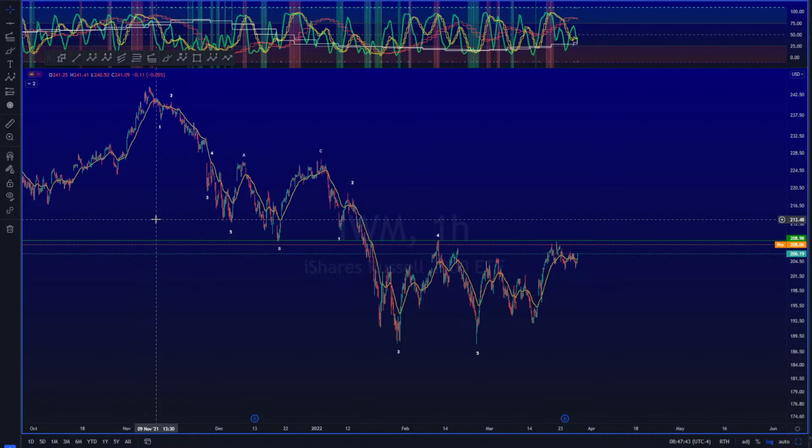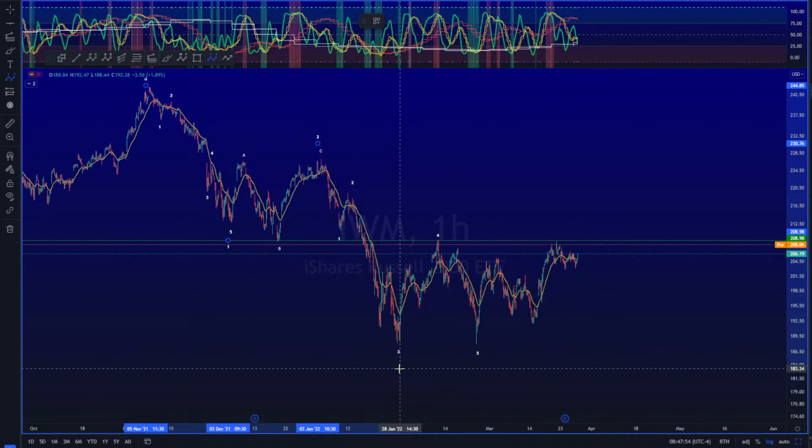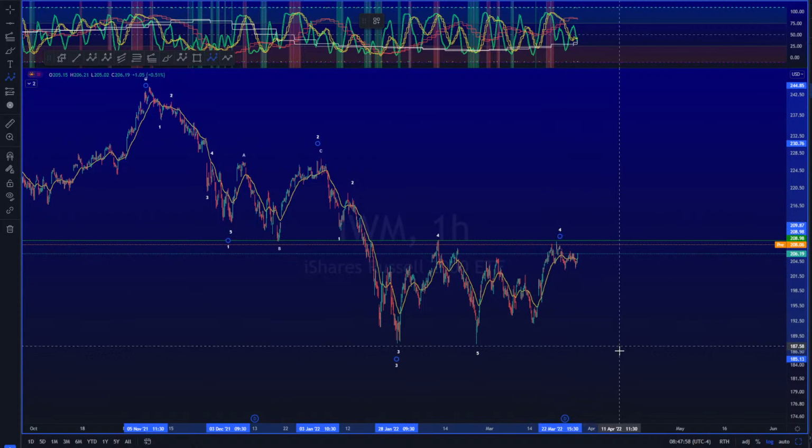Okay, so this is where my problem then lies. So I have to resort to the potential that we could be in a 1, 2, 3, working on the 4, and then we go down for a 5.